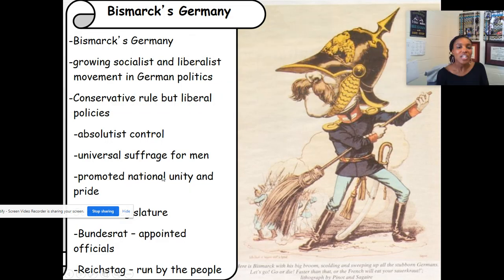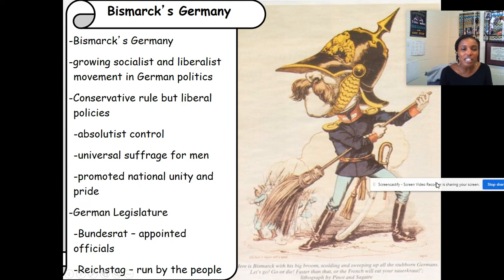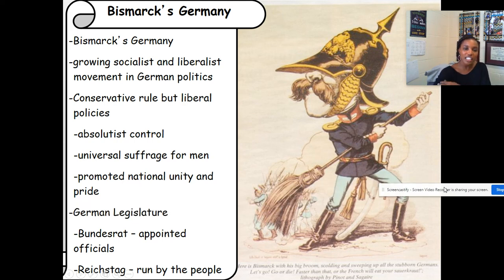Bismarck's Germany. So, with growing socialist and liberalist movement in German politics, we do get conservative rule, but with liberal policies. So, what does that mean? They're conservative economically, but with very liberal or loose policies. We do get some absolutist control. We do get universal suffrage, or voting, but for men, not women. It promoted national unity and pride under Otto von Bismarck.